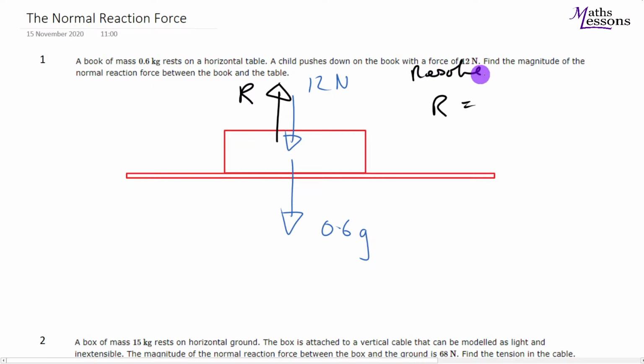resolve. Always good habit to say which way you're resolving. We resolve vertically, so R will equal 12 plus 0.6g. And if you use g as 9.8, that comes out to be 17.9 newtons to 3 SF.